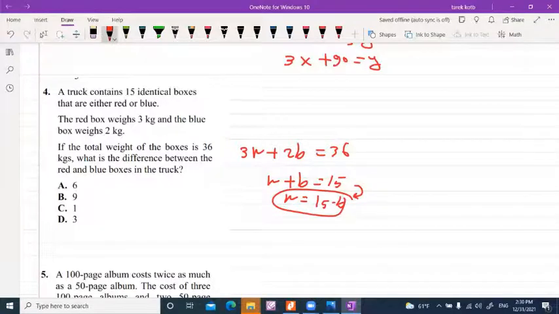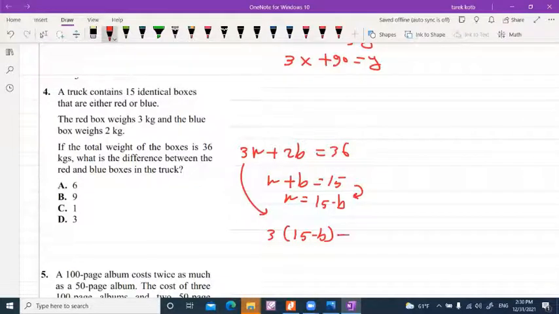Then substitute in the first equation. It will be 3R. Instead of R, I can write 15 minus B. So this will be 3 times (15 minus B). Instead of the R, I'm substituting in this equation, plus 2B equals 36. And from this equation, you can get the B. Okay, so 3 times 15, 45, minus 3B plus 2B equals 36. If you solve this equation, you can get the B, which is 9.